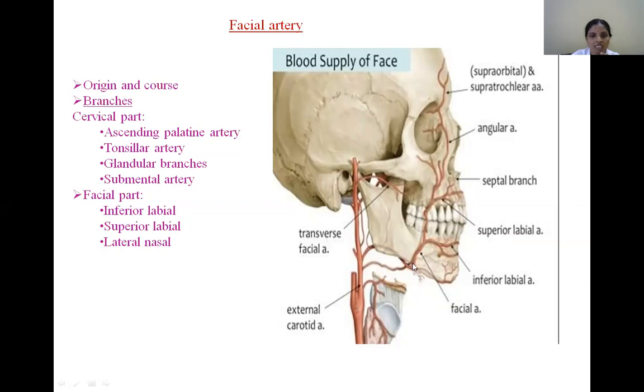So what is this landmark? Where exactly does the facial artery reach the face? You can test it right now. Just clench your teeth. By clenching, you can appreciate the tension of a muscle. What is that? The masseter muscle. So exactly at the anteroinferior angle of the masseter, the facial artery enters into the face.